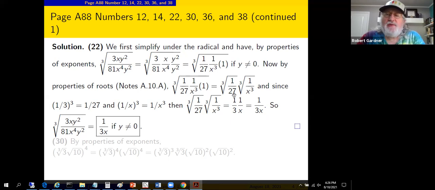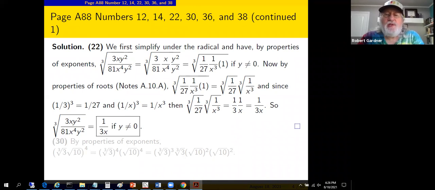1 over 27. 27 is 3 cubed. So 1 over 27 equals (1/3) cubed. And of course, 1 over x cubed equals (1/x) cubed. Right? Awkward to verbally state, easy to state in terms of math symbols. That's part of the beauty of math symbols.